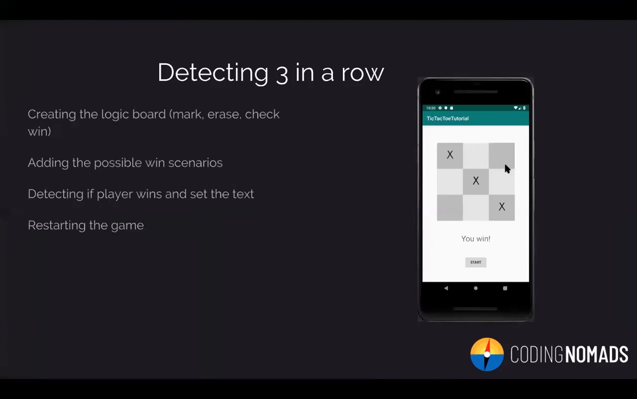We will not detect them in the buttons, because it's not good practice to use the UI to do logical calculations of the game. So we will abstract the logical calculations and all the logical decisions to another class, the class Board. We will add functionalities to this board to mark, to erase, and to check if there is a win. As well, we will add some kind of list with the possible scenarios. And if the player wins, we will set the text "you win," and we will have the possibility to restart the game. So we will give functionality to this button. We will still not play against anyone, but at least we will detect if there are 3 in a row in the actual board.